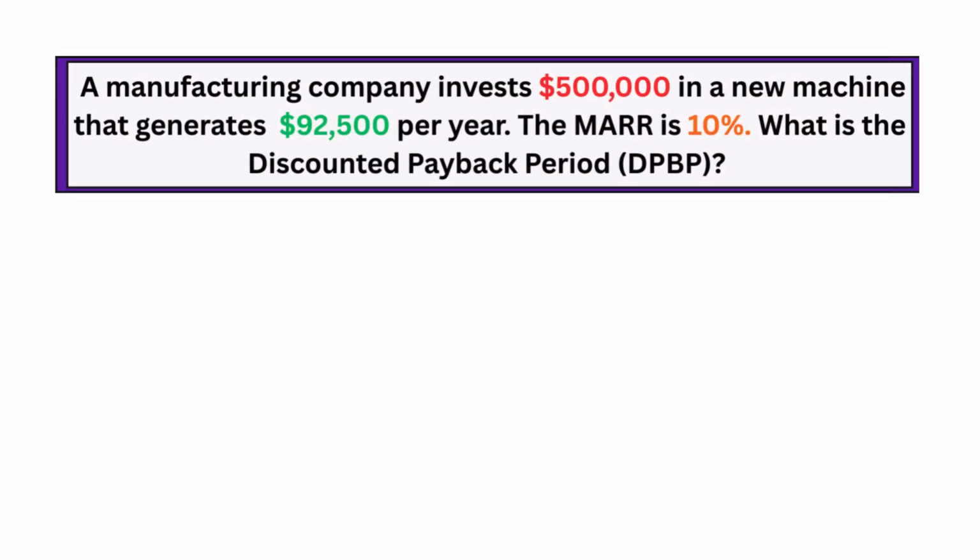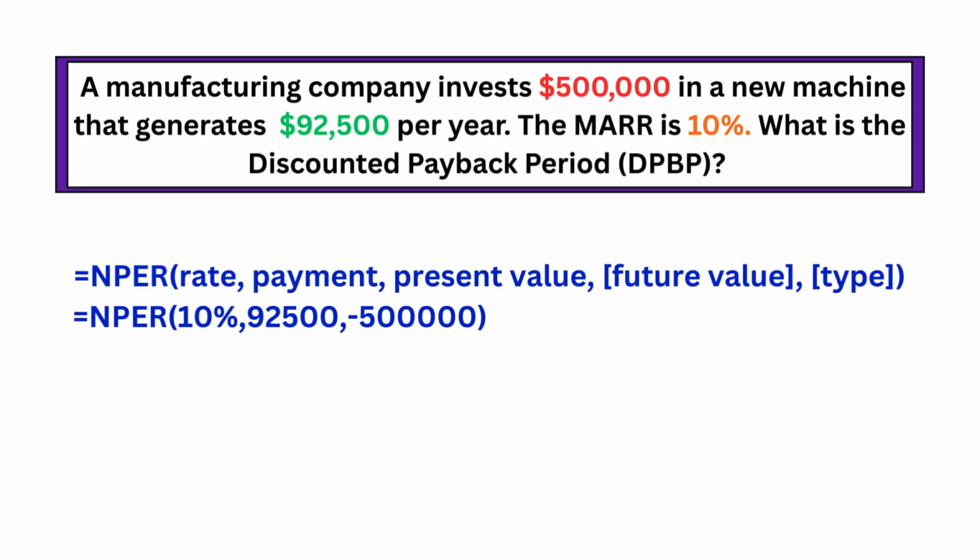Now let's look at another scenario using Excel. Suppose a manufacturing company invests $500,000 in a new machine that generates $92,500 per year. The MARR is 10%. Instead of manually discounting each year, we can use Excel's NPER function since the problem involves consistent annual payments. By entering NPER with a 10% rate, a $92,500 annual return, and a $500,000 investment, Excel calculates that the discounted payback period is about 8.16 years.